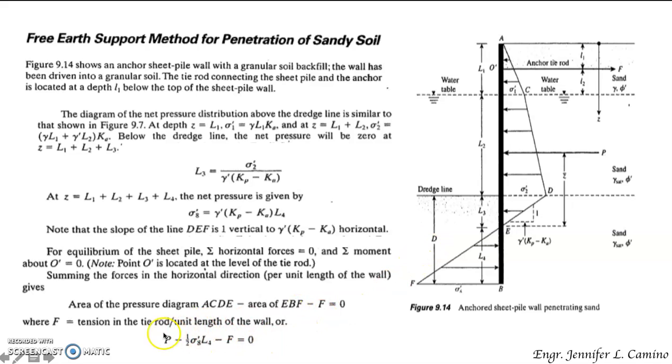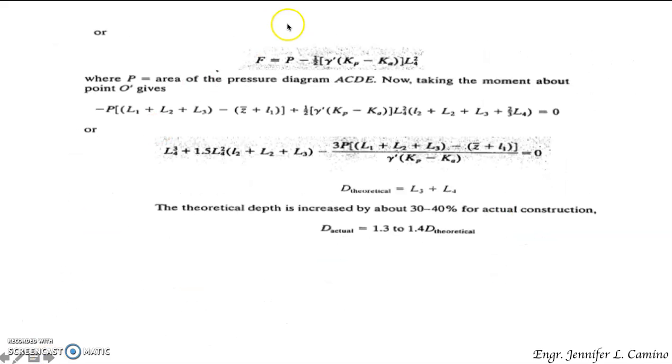From this, we can have this equation, P minus 1/2 sigma sub 8 times L sub 4 minus F. Meaning to say, your area EBF would be equal to this area, and this P is equal to the area of ACDE. Or we can have this equation to compute for the force acting on the tie rod.